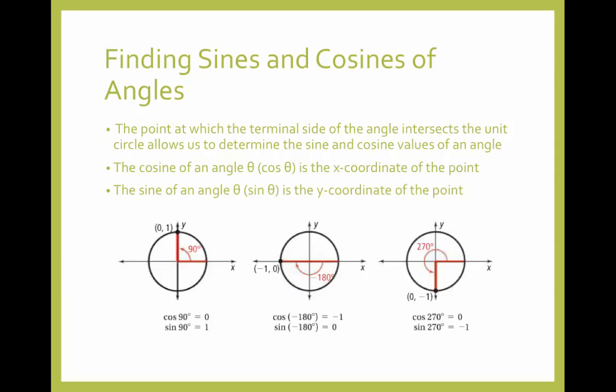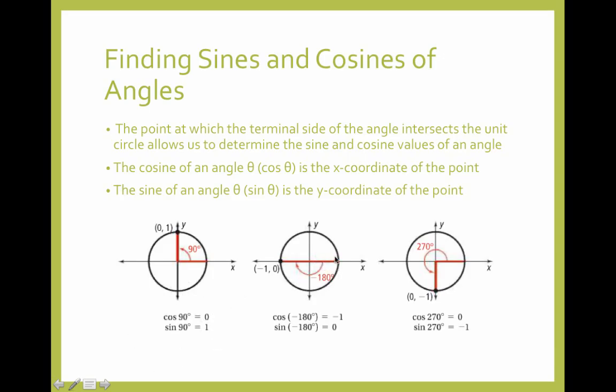So I have 3 diagrams here, each with the unit circle drawn, and I have my initial side, which is a positive x-axis, and then the terminal side drawn as well. So in the first diagram, my terminal side is the positive y-axis, which is a 90-degree angle. And that point where it intersects the circle, that's (0, 1). Because remember, the unit circle has a radius of 1, so from here to here is 1. Well, the cosine is the x-coordinate and the sine is the y-coordinate. So the cosine of 90 degrees, my x-coordinate is 0. The sine of 90 degrees, my y-coordinate is 1. So that's what we see down here.